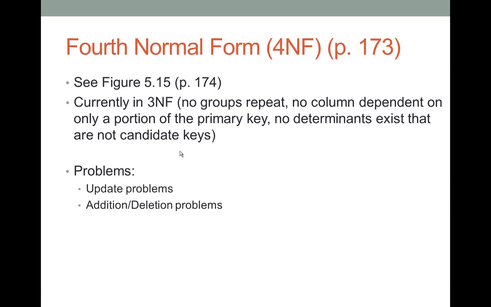Or if faculty member 123 decided to stop serving on the PER committee, personnel committee, you'd have to delete the third row and the sixth row, because they're both telling you the committee, each one just for a different student. So we still have update problems, we still have addition and deletion problems, and that's usually a pretty good sign that you're not making it all the way to fourth normal form.